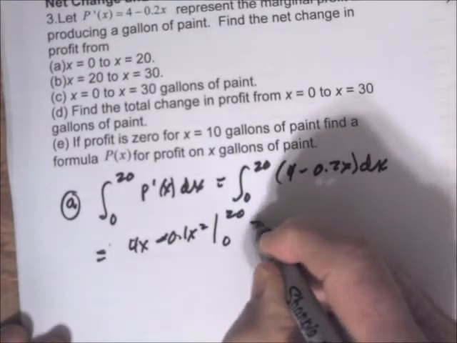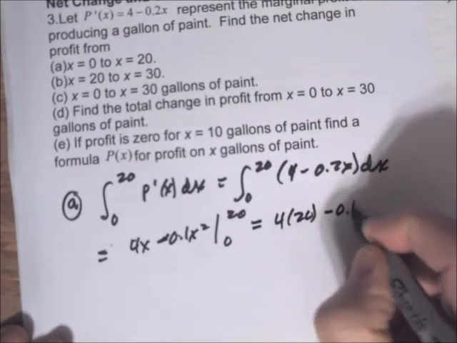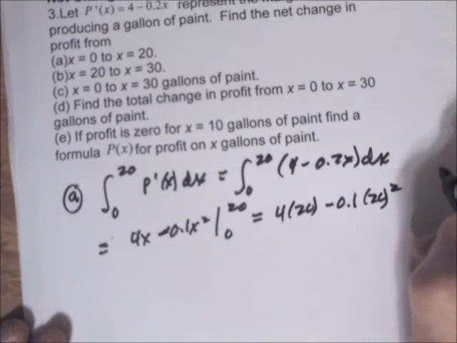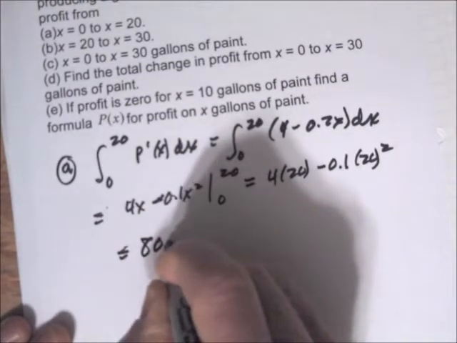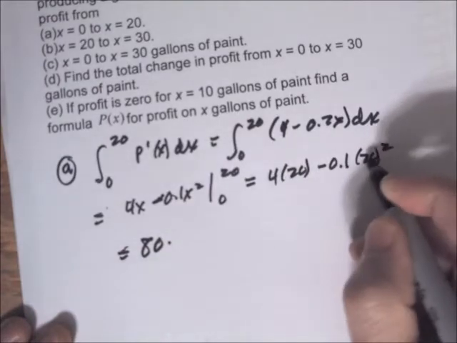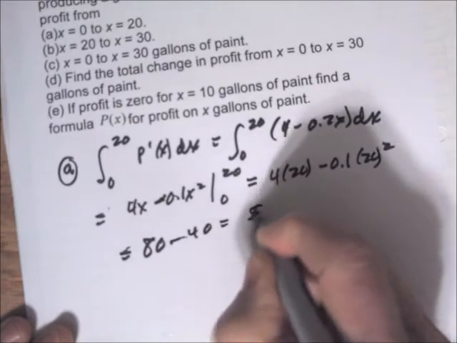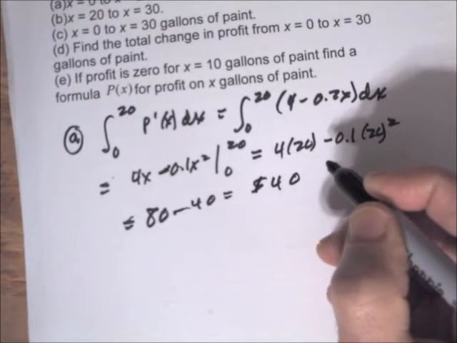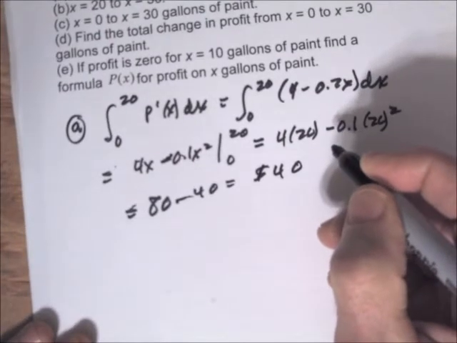If we put in 20, it's 4 times 20 minus 0.1 times 20 squared. At the lower limit, we just have 0. So this will be 80. 20 squared is 400, and then times 0.1 would be 40. 80 minus 40 would be $40. The net change in profit is $40, going from 0 to 20.